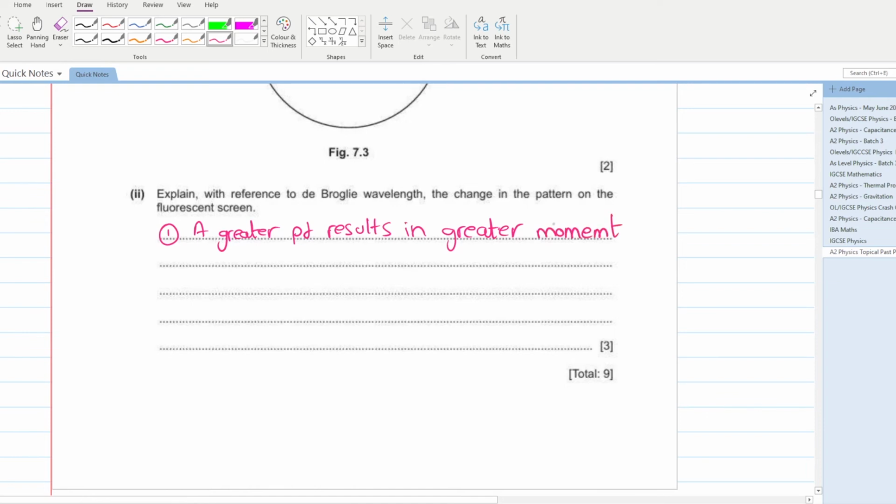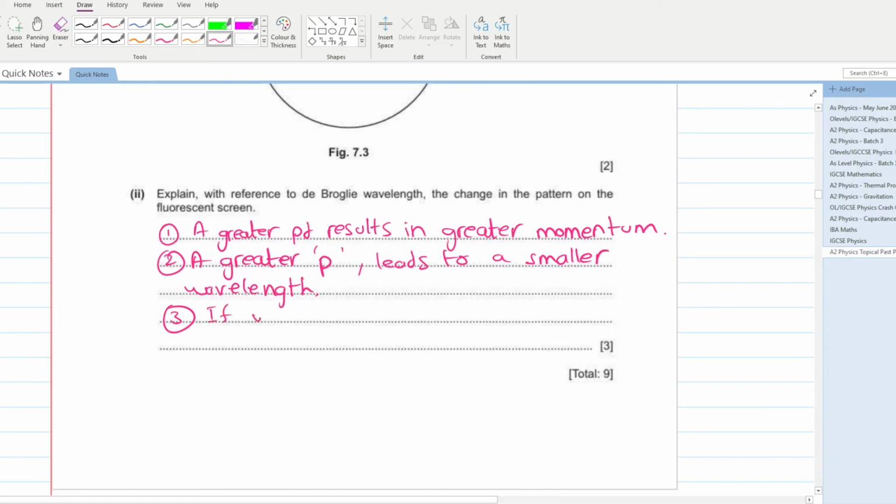Okay, momentum. A greater momentum, I am just writing P for momentum now, leads to a smaller wavelength, or you can say lambda. And if your wavelength becomes smaller, what will happen? Your diffraction angle will decrease. If wavelength decreases, angle of diffraction will decrease. Simple as that.